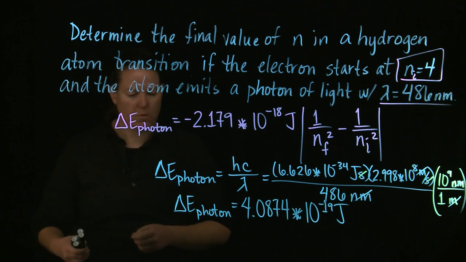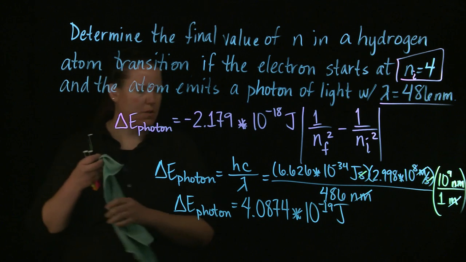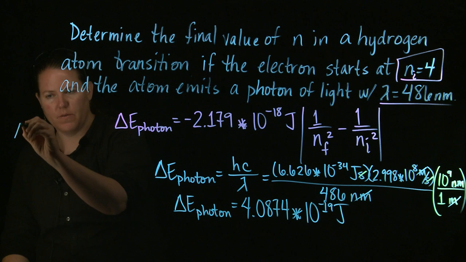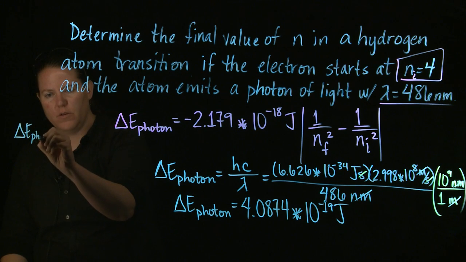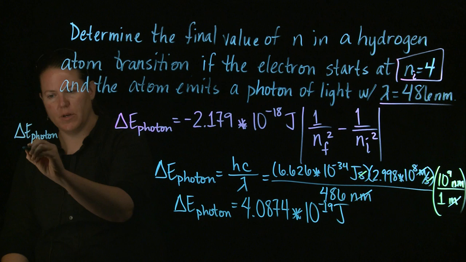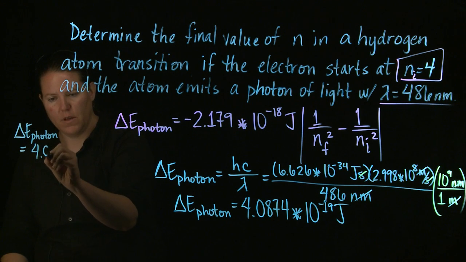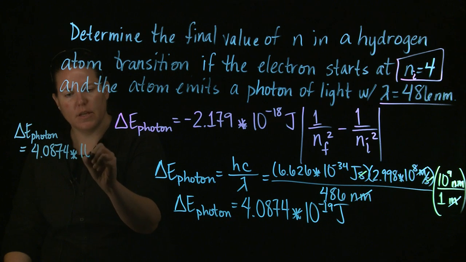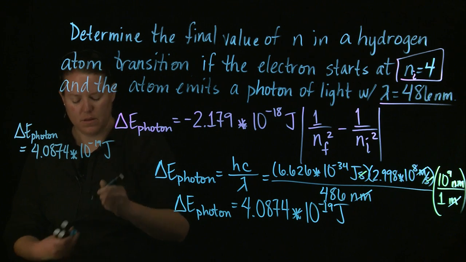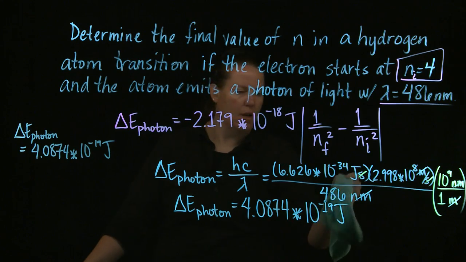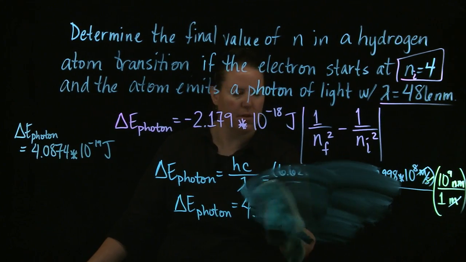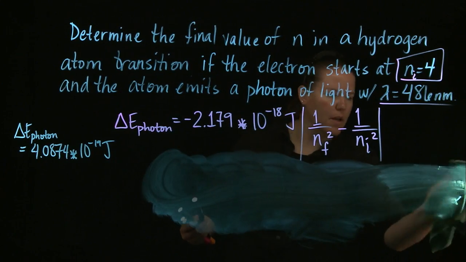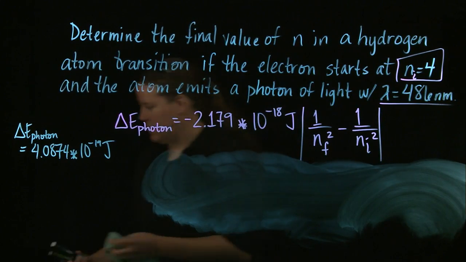Okay, so let's do that real quick. Let me maybe make a running moment over here of the energy of the photon. Energy of the photon from Planck's equation was equal to 4.0874 times 10 to the negative 19th joules. I'm going to erase all of this out because I can and I need the space.